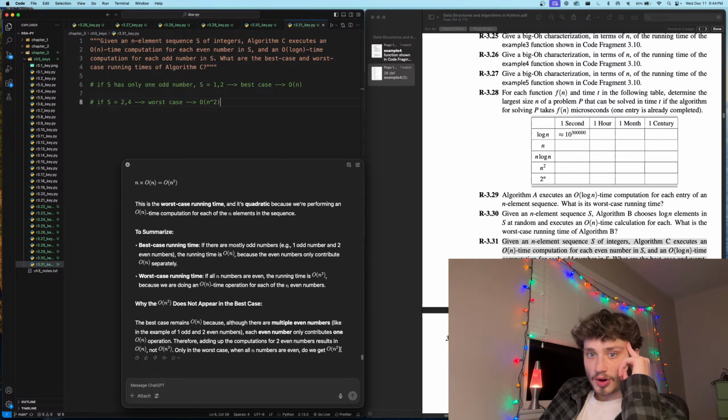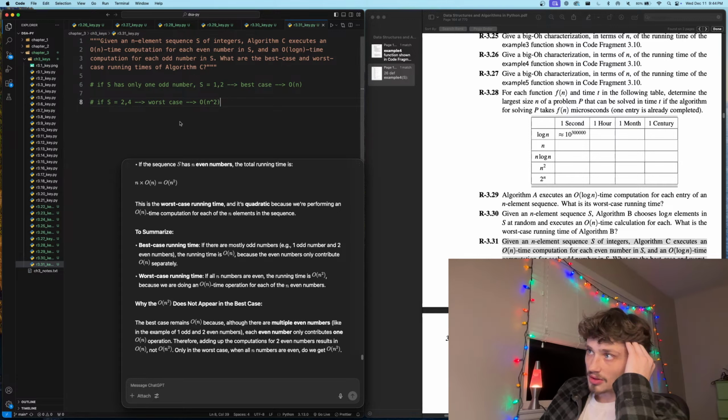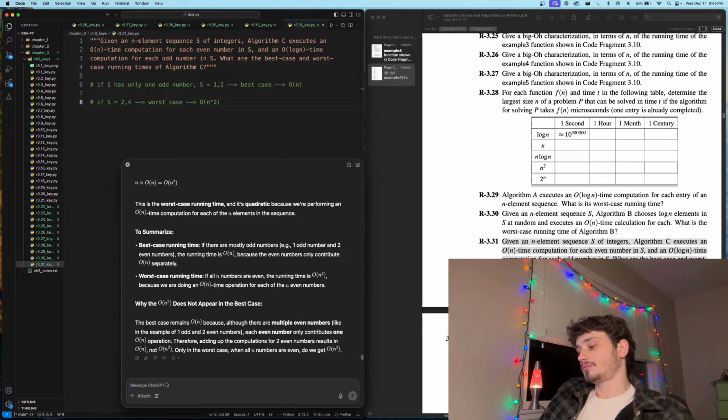Wouldn't the best case be O(log n) and the worst case be O(n)? So that's what we're trying to figure out here. It doesn't make sense that by adding in a single odd to a sequence of n evens, you would change the time complexity from O(n squared) to O(n).